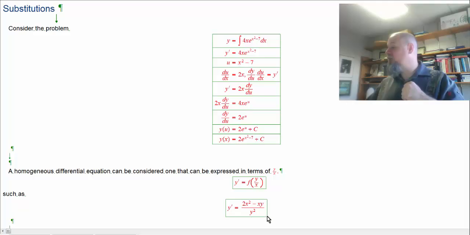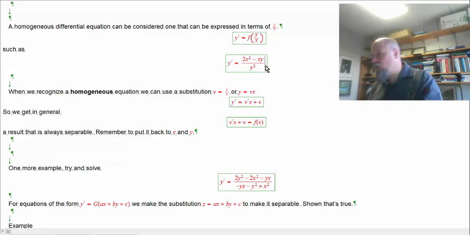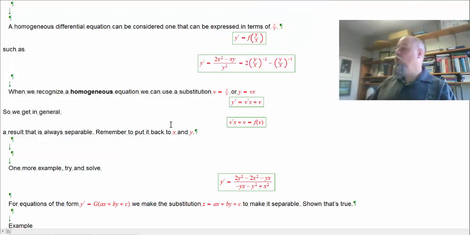So here's a case where I've got a differential equation. It's first order, and I recognize it as a homogeneous differential equation. Well, how do I recognize it as such? If I divide both sides and break it up like this, I can see that y prime is a function of y over x. It's a homogeneous differential equation.